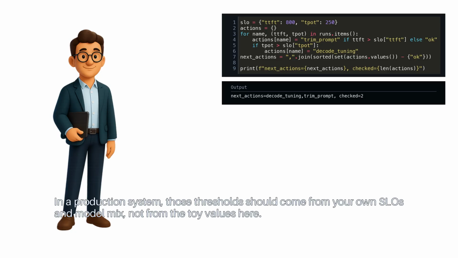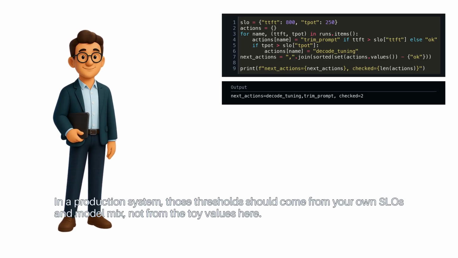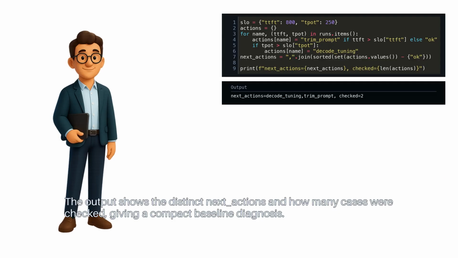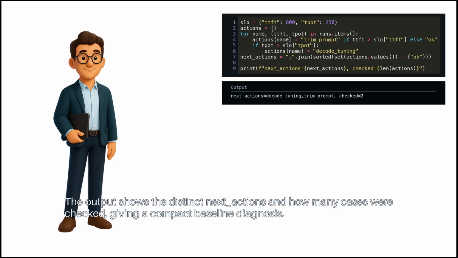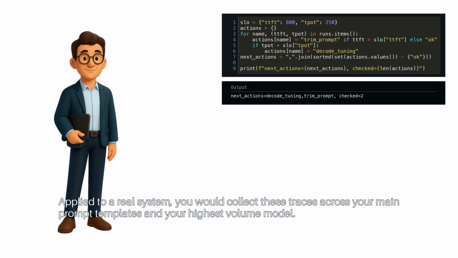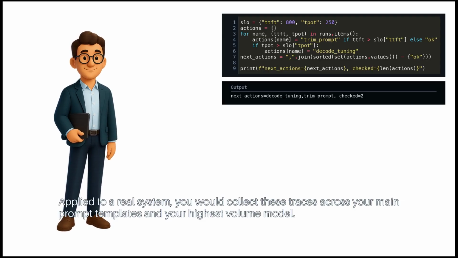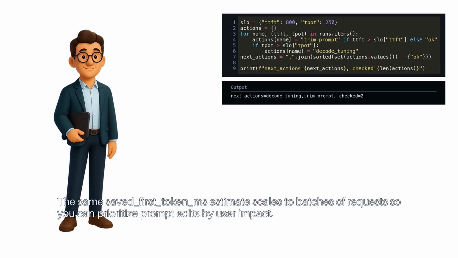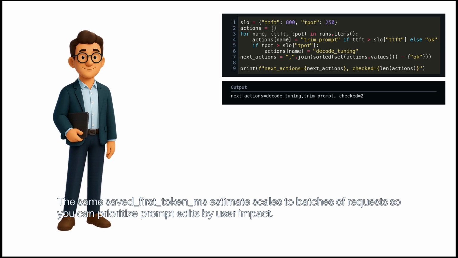over budget. In a production system, those thresholds should come from your own SLOs and model mix, not from the toy values here. The output shows the distinct next actions and how many cases were checked, giving a compact baseline diagnosis. Applied to a real system, you would collect these traces across your main prompt templates and your highest volume model. The same saved first token MS estimate scales to batches of requests, so you can prioritize prompt edits by user impact.